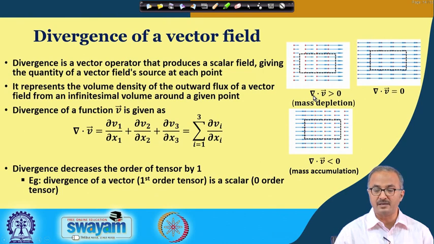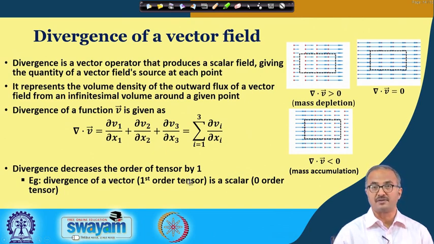So if we find that nabla dot V is more than 0, that means we are getting more output than input, that means there is a depletion. If nabla dot V is equal to 0, that means output is equal to input. And if nabla dot V is less than 0, that means input is more than output. In that case, there is an accumulation within the particular control volume. So this is how we interpret the divergence of the velocity.